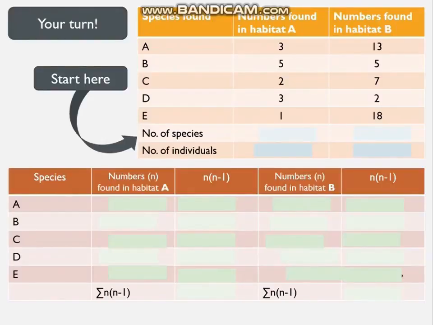Now it's over to you. A construction firm has the choice of two plots of land to build on, Habitat A or Habitat B. They want to choose the plot with the least biodiversity, as to cause less damage to the local ecosystem. Have a go at calculating the index of diversity for Habitat A and B and find out which habitat the construction firm should choose to build on. Pause the video and we will go through the answers on the next slide.